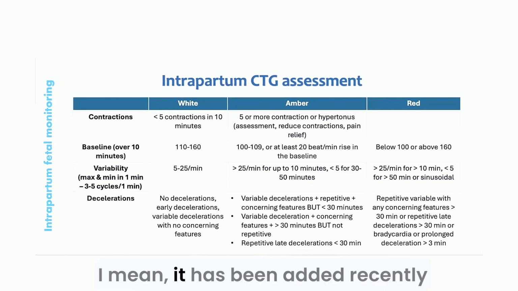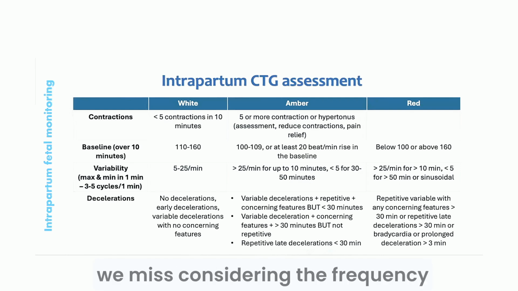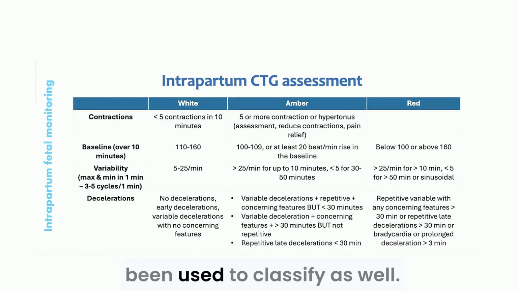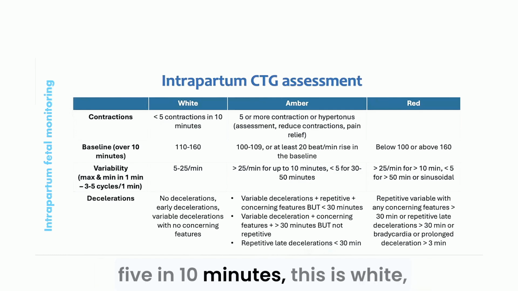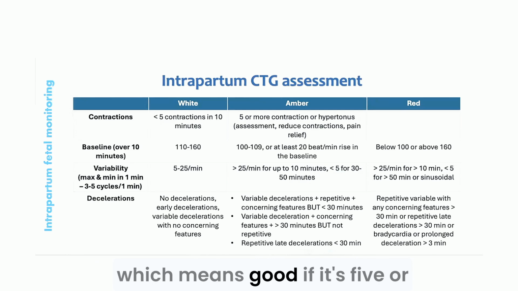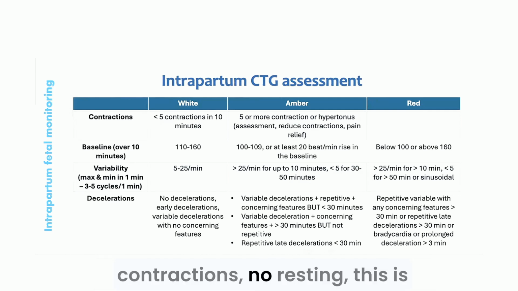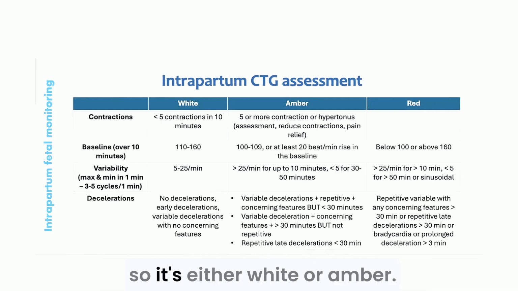I mean, it has been added recently to the CTGs because many times we miss considering the frequency of contractions as a part of the assessment of fetal well-being. So that has been added and has been used to classify as well. If the contractions are less than 5 in 10 minutes, this is white, which means good. If it's 5 or more contractions, or a hypertonus when there are continuous contractions, no resting, this is called amber. We don't have red for contractions, so it's either white or amber.